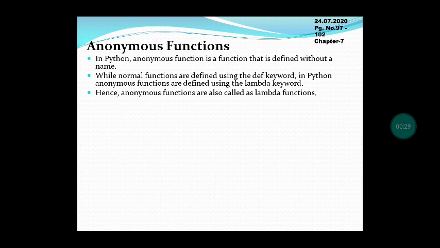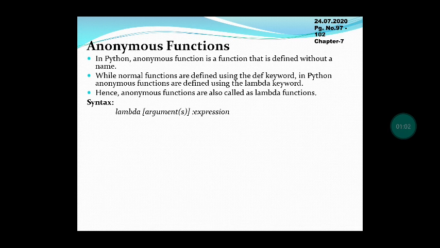For defining the function, we are using the lambda keyword. But in normal function, we are using the keyword def, that is for definition. But in anonymous function, we are using the lambda keyword. So it is called as lambda function. Let us see the syntax for the lambda function: lambda argument colon expression.